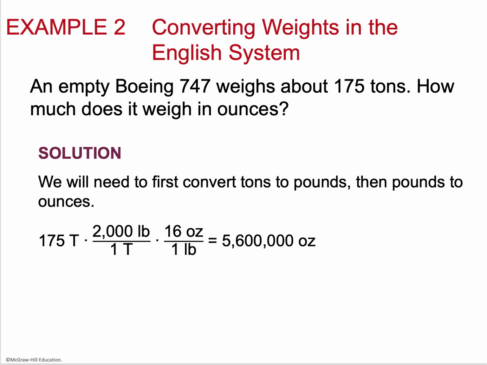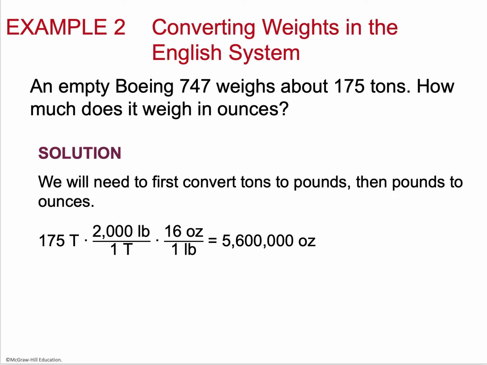Another example here is we have a plane and it weighs 175 tons. It's really hard to know what does that actually mean because most of us have never lifted a ton. So we want to convert this over to something that we know. Obviously we can convert it to pounds. That would probably make a lot more sense, but the question has asked us to convert it to ounces so that we can practice a two-step conversion.